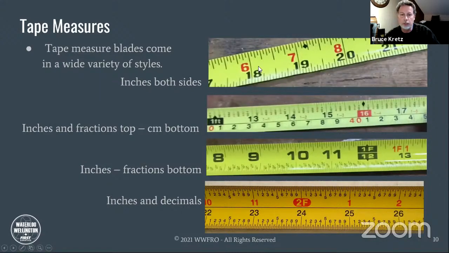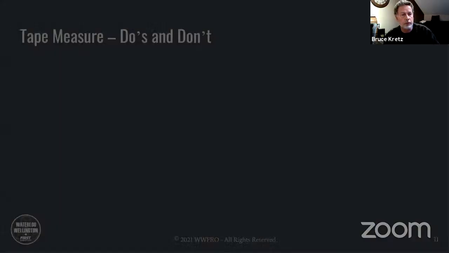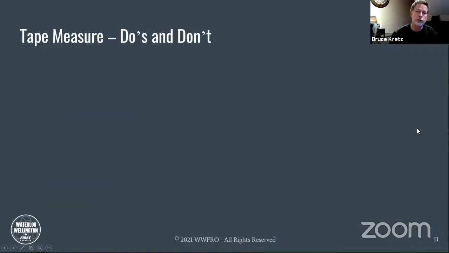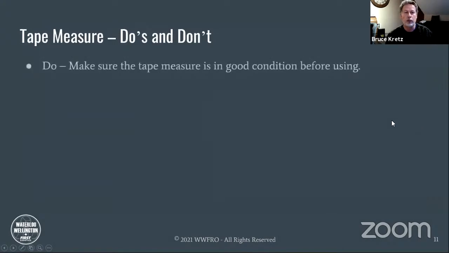The one at the top is typically used. Another typical one is inches on the top and centimeters on the bottom. Those are the two most common types. Some do's and don'ts with tape measures. Make sure the tape measure is in good condition before using. If you have a worn or damaged tape measure, you can get a bad measurement and things will not fit.